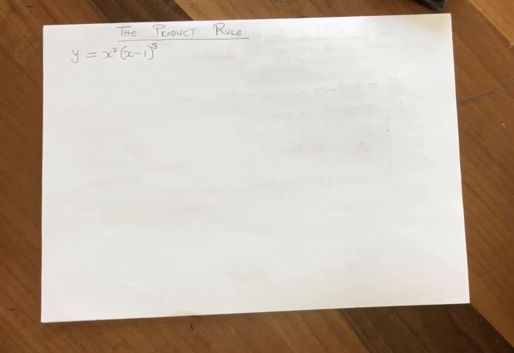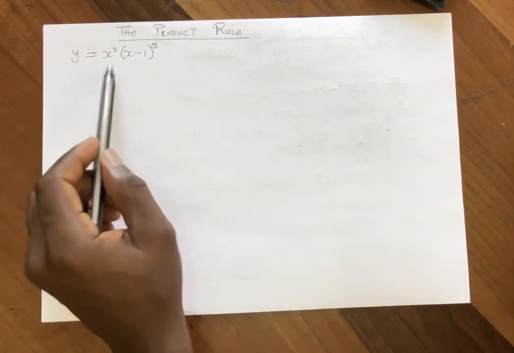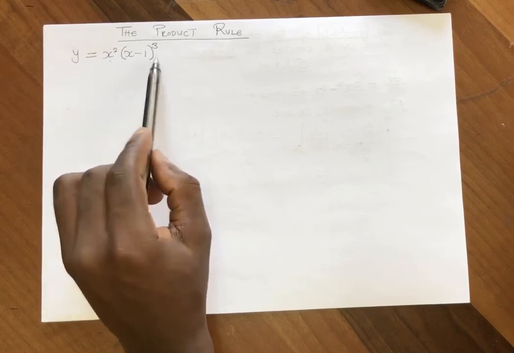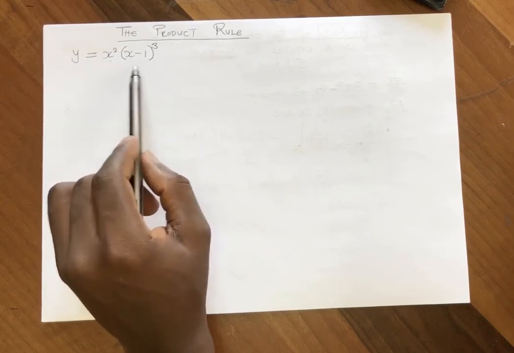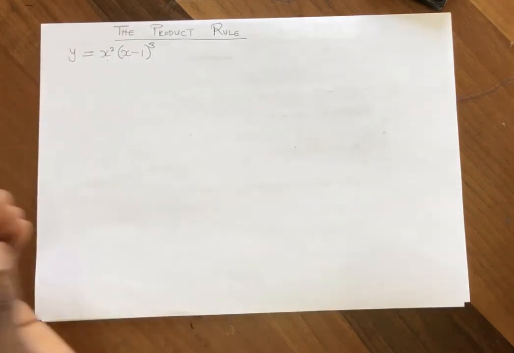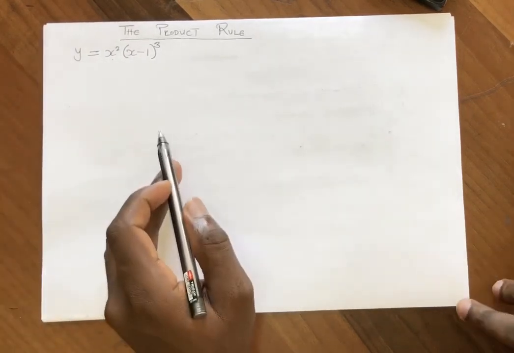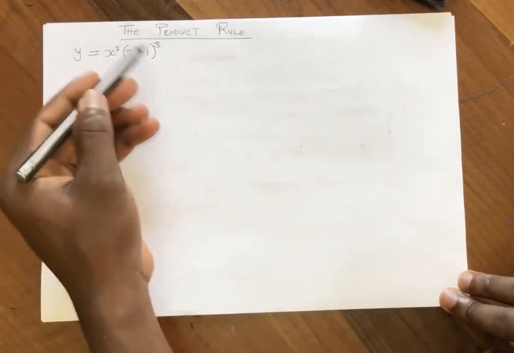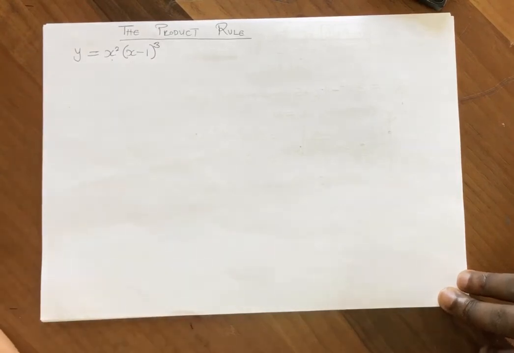In this lesson, we will talk about the product rule of differentiation. The product rule comes to mind when two functions are being multiplied. So the first function is x squared being multiplied by another function, x minus 1 raised to the power 3. Now, if you are asked to differentiate this function, one might want to expand. So after you expand, then you differentiate. But there's a better way to do this, and that is what we call the product rule.